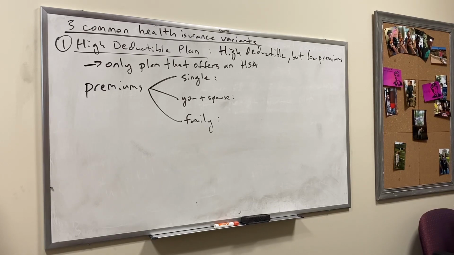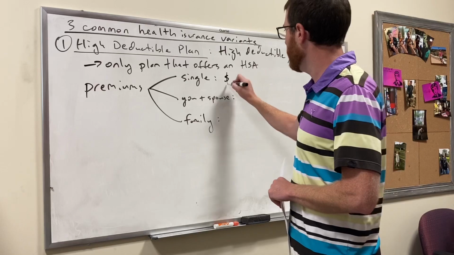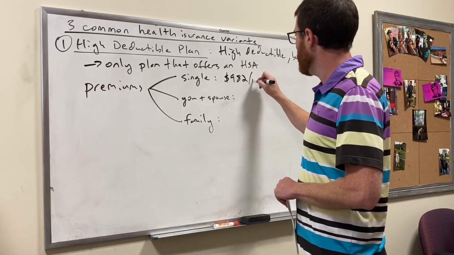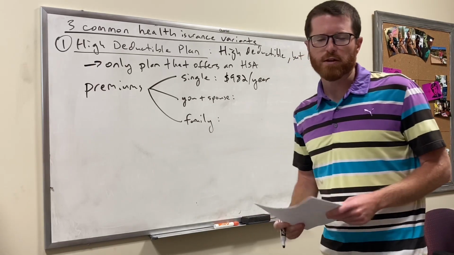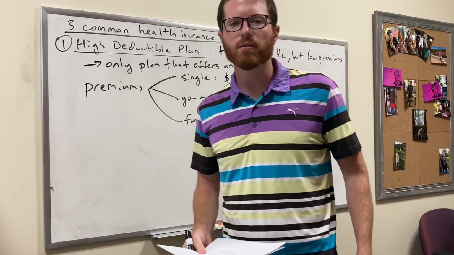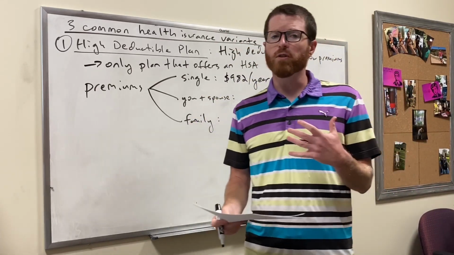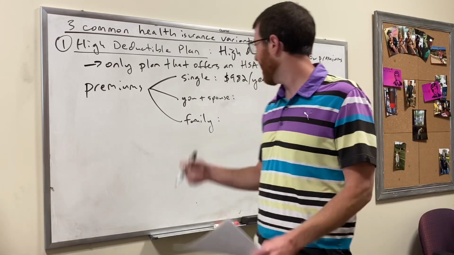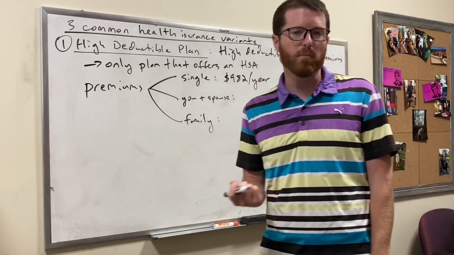And if I go with the individual plan, my premiums, of course, are going to be the smallest. So it's going to be $982 a year here at Georgia College with the high deductible plan. And of course, this is going to be quoted monthly, all right? So take that divided by 12, that's how much your monthly payments would be.